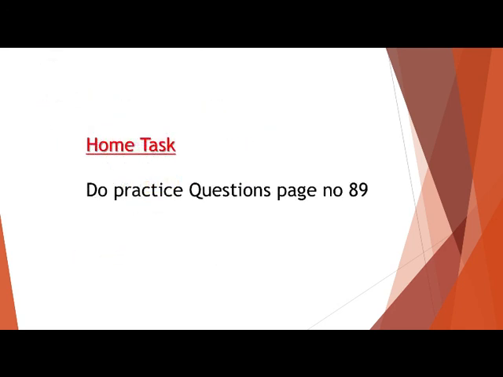What is your home task? You have to do the practice question on page number 89, and don't forget to practice it. If you have any query, kindly note it down in your rough notebook or mark it on your book, then ask in the next class.